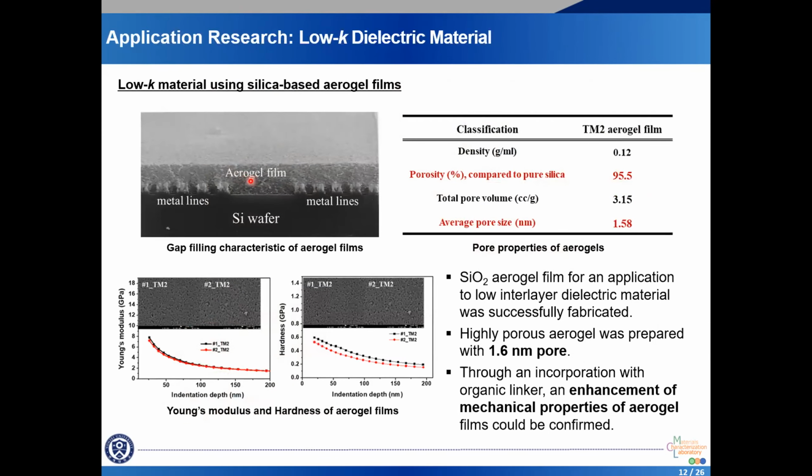This slide is about the application research, low-k dielectric material. As we know, a low dielectric constant material for an intermetal dielectric is inevitable to reduce power dissipation, crosstalk, and interconnection delay in the deep submicron device design. It corresponds to the successful fabrication of silica aerogel film for application to low dielectric material. The highly porous aerogel material was synthesized with 1.6 nanometer pore size.